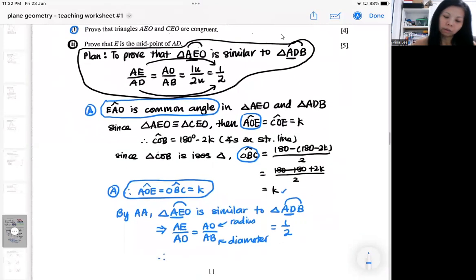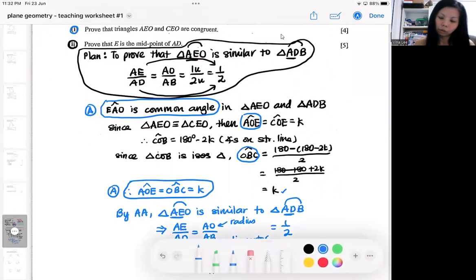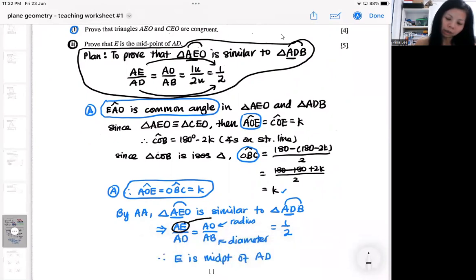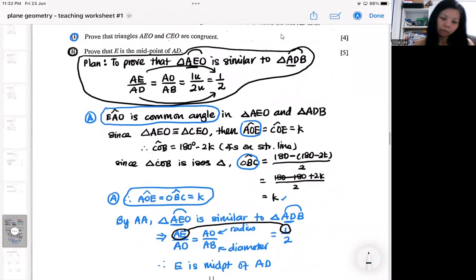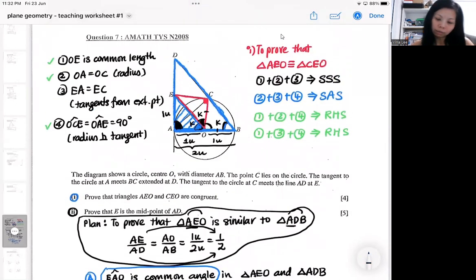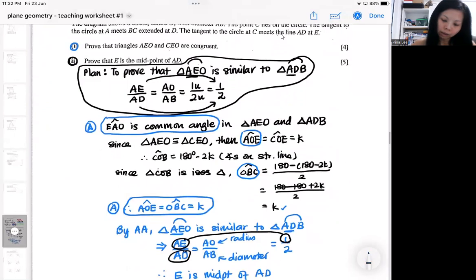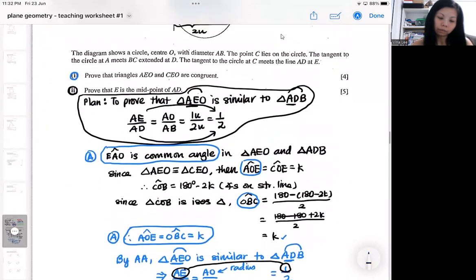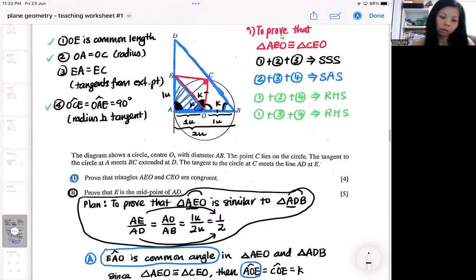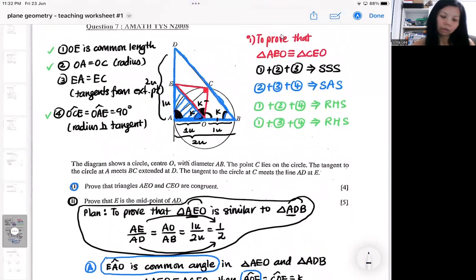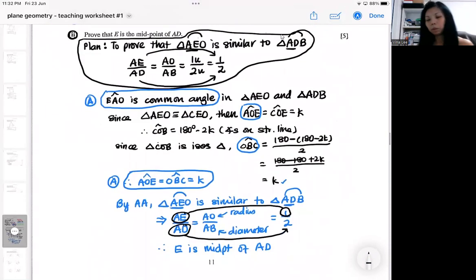So therefore, E is the midpoint. In case you couldn't see, that means AE is 1 unit, and then AD is 2 units. So this whole thing is 2 units. So the implication of such a ratio means E is the midpoint of AD.